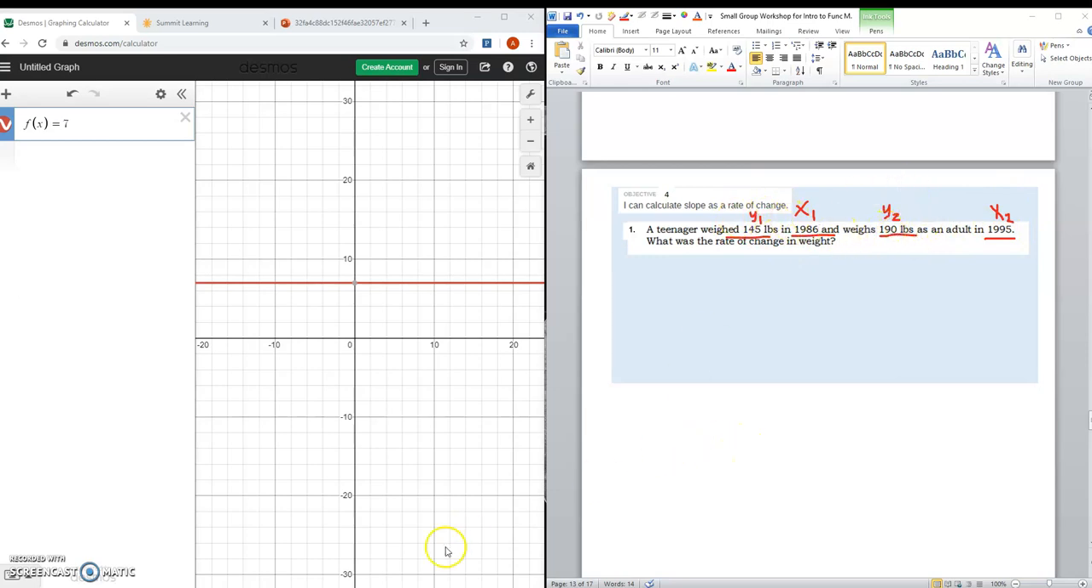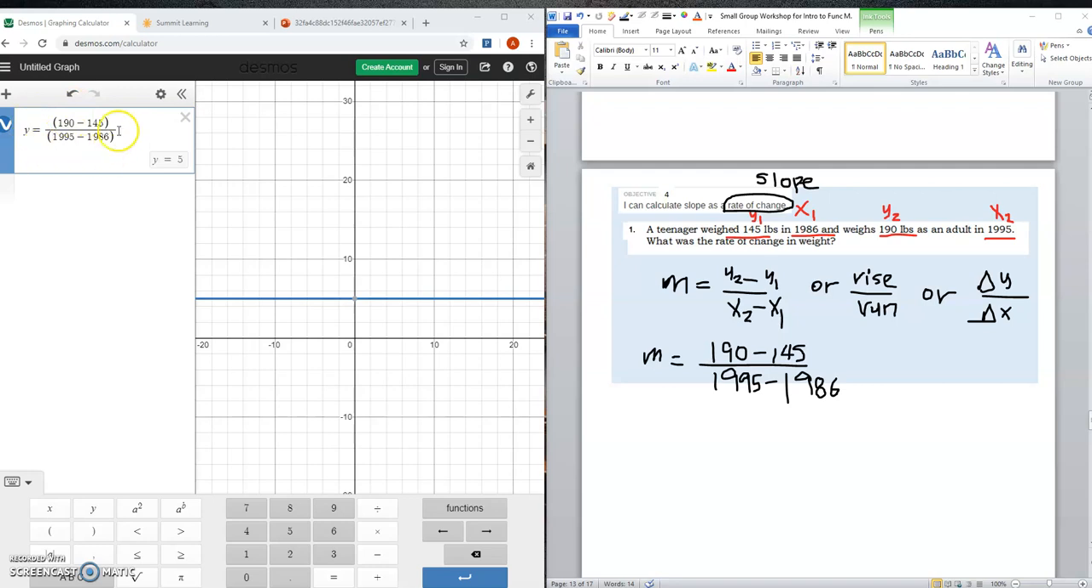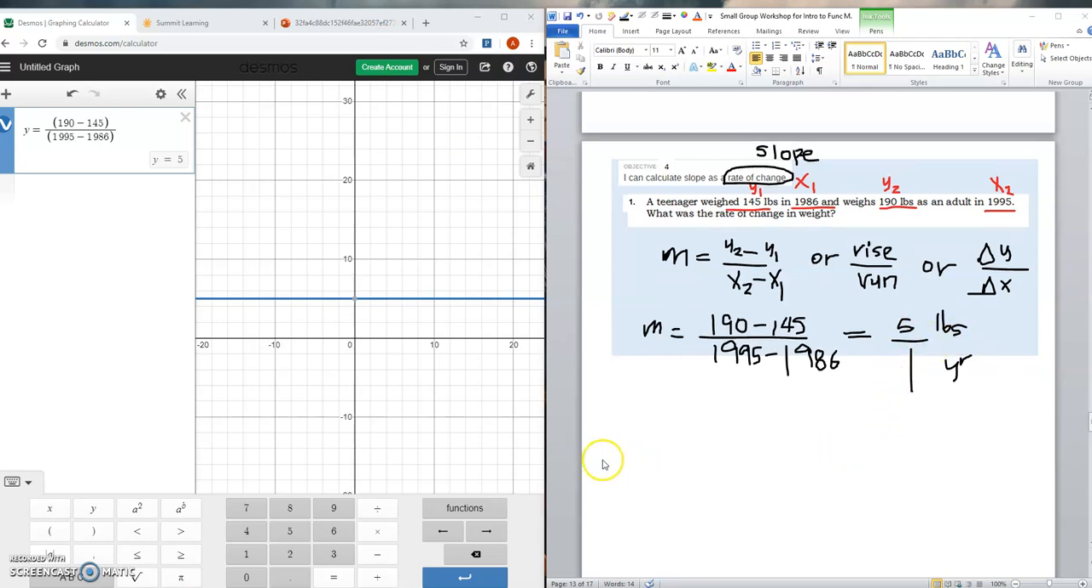Rate of change means slope, and you're going to use the slope formula. Okay, so the slope formula is Y2 minus Y1 over X2 minus X1, or we can call it rise over run as well, or delta Y over delta X, delta meaning change. So change in Y over change in X. After substituting, 190 minus 145 over 1995 minus 1986, we're going to use Desmos. Notice that when I use my Desmos over here, I have placed the numerator all in parentheses and the denominator all in parentheses. And the answer is Y equals 5. And Y equals 5 means 5 pounds over 1 year, which is your rate of change.